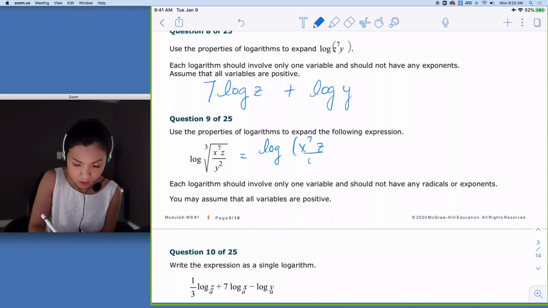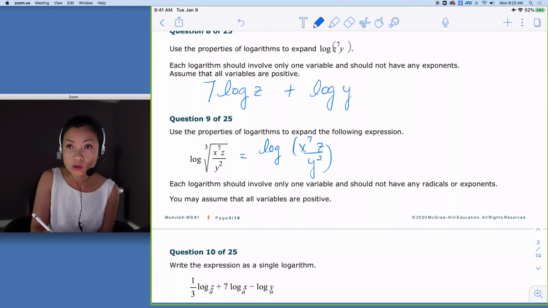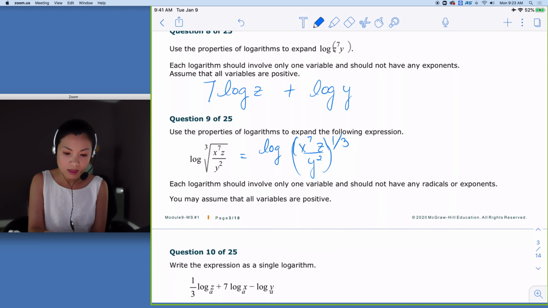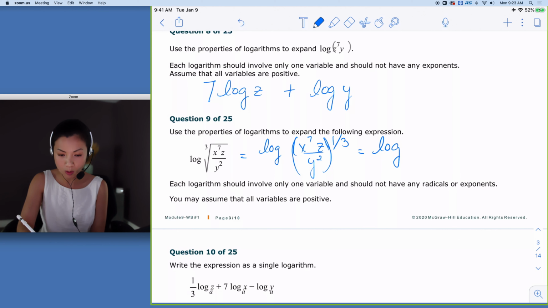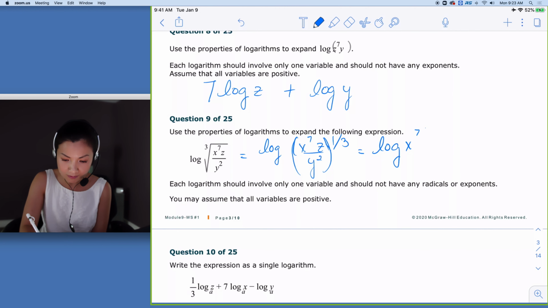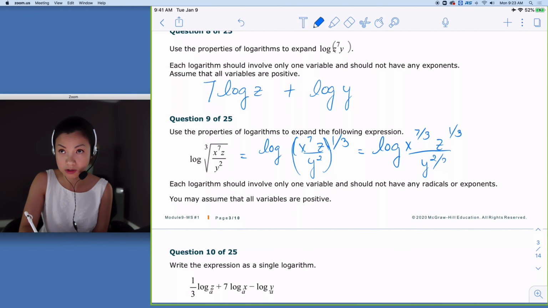C over y squared to the 1/3. Then I can definitely rewrite the expression one more time and multiply the power. So for x, I'm going to have 7/3. For z, I'm going to have 1/3. And for y, I'm going to have 2/3.